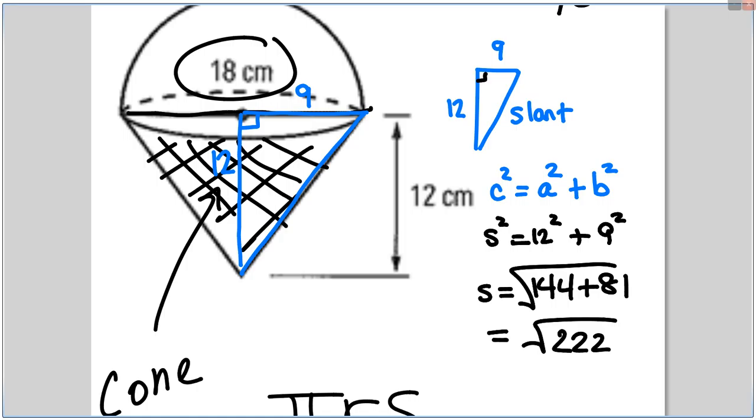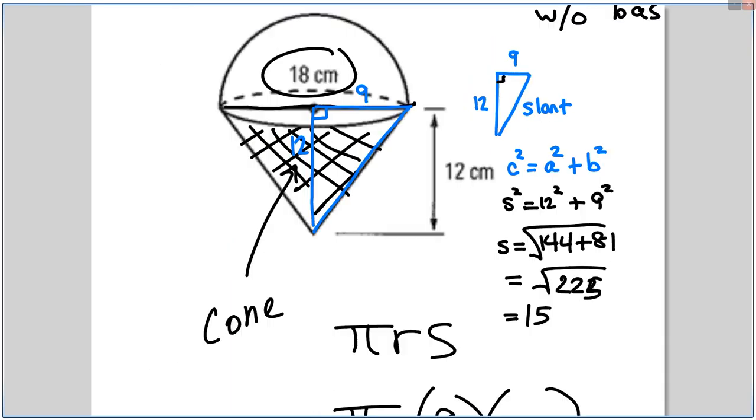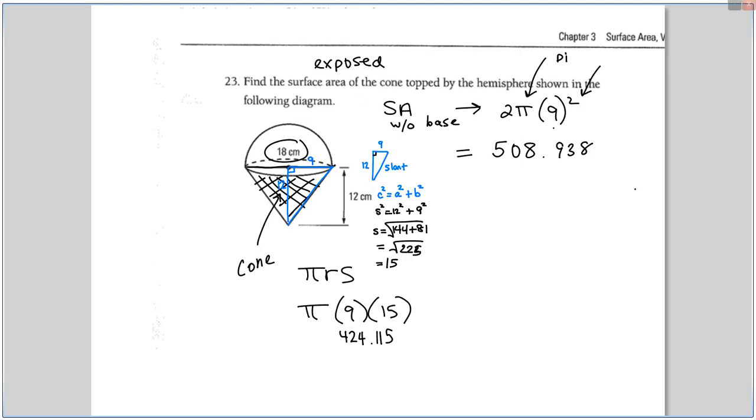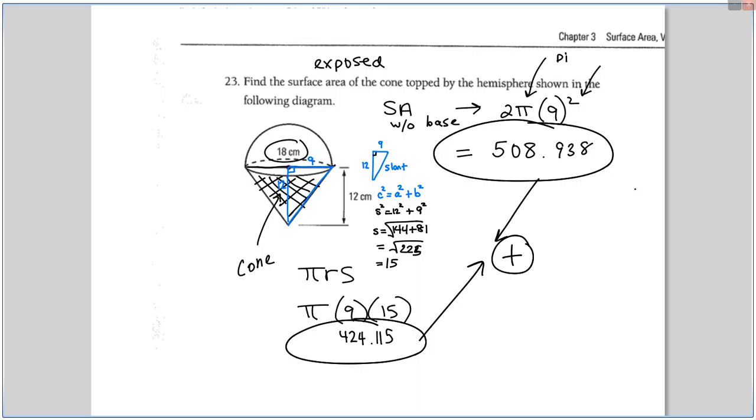225 becomes 15. So there's the slant that you can put right here. So pi times 9 times 15, and I'm getting 424.115. So there's the hemisphere, and there's the lateral area of the cone. Put these together with addition, and you will get 933, and that's good enough. The unit is square centimeters.